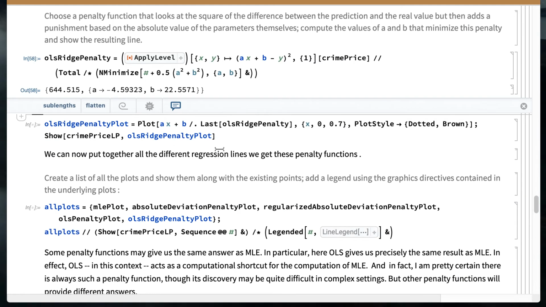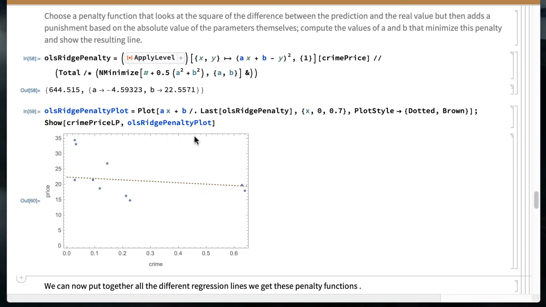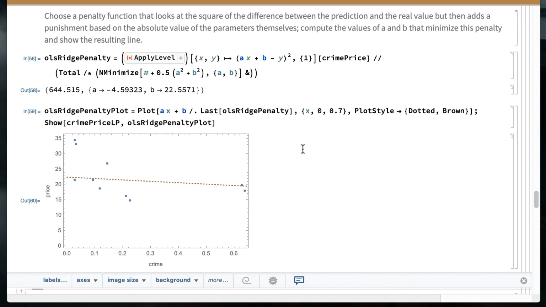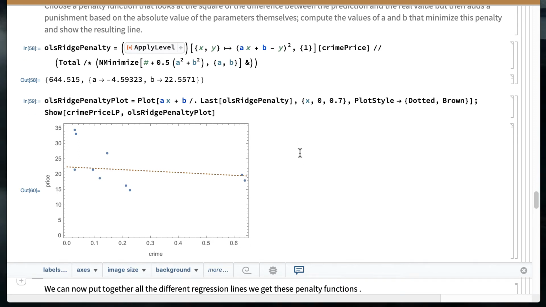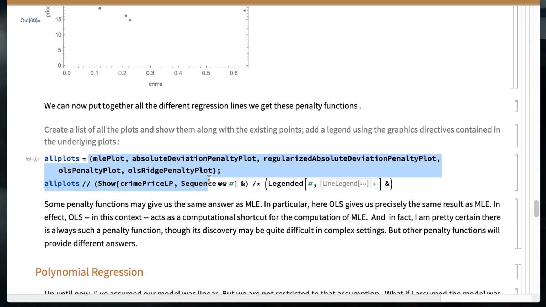And we get yet another answer. Again, same thing. I'll plot our best fit using this ridge penalty in a brown dotted setup. So there you go. We've done a lot of penalties, lots more we could do. And now let's take all of our best fits and combine that with our data, and we'll stuff a legend on it.